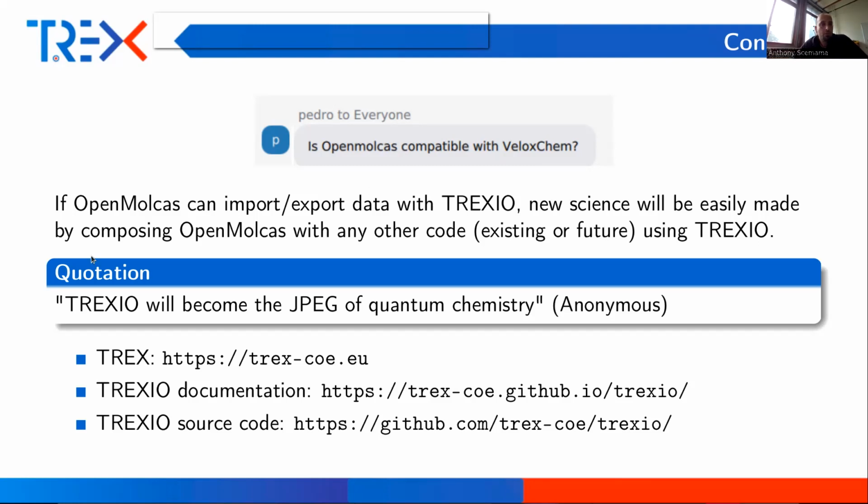I will finish with this quotation by some anonymous person, probably me: TREXIO will become the JPEG of quantum chemistry. That's what we hope. I put the different links here, and that's it. Thanks for your attention.